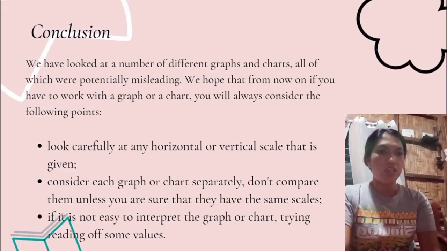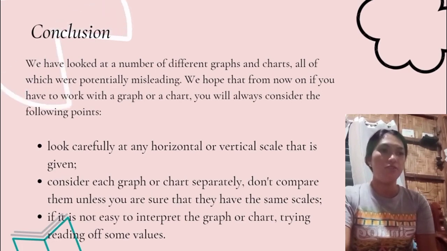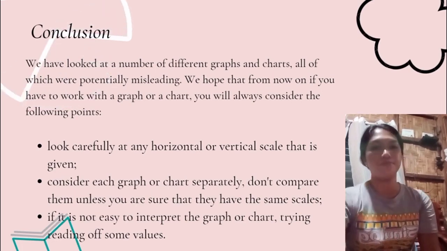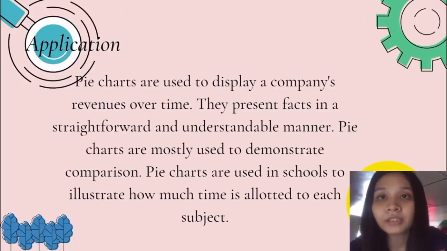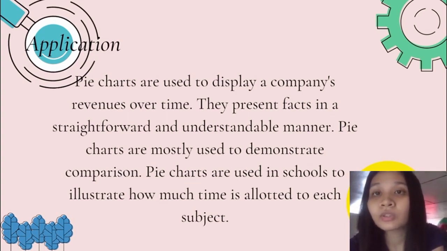Third, if it is not easy to interpret the graph or chart, try reading off some values. Charts are used to display a company's revenue over time. They present facts in a straightforward and understandable manner. Pie charts are mostly used to demonstrate comparison, and also pie charts are used in schools to illustrate allotted time in each subject.